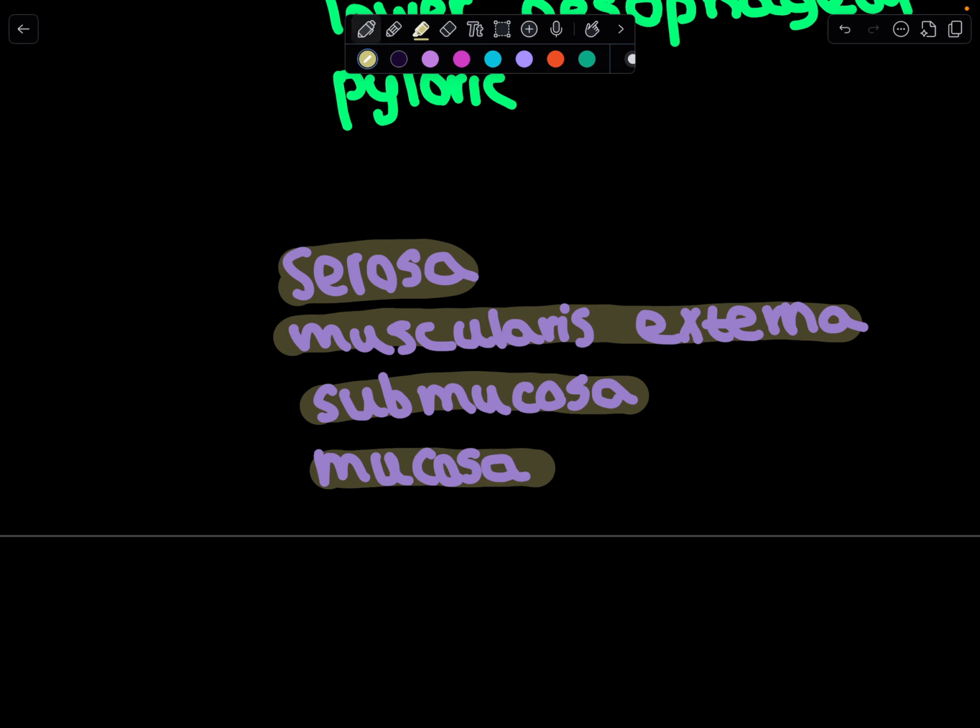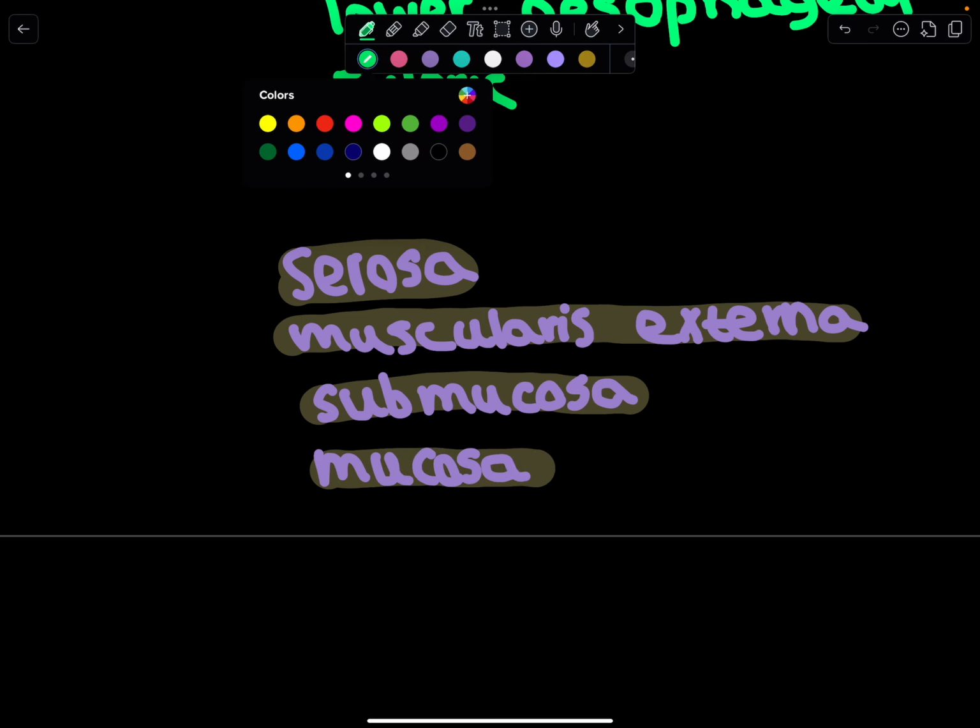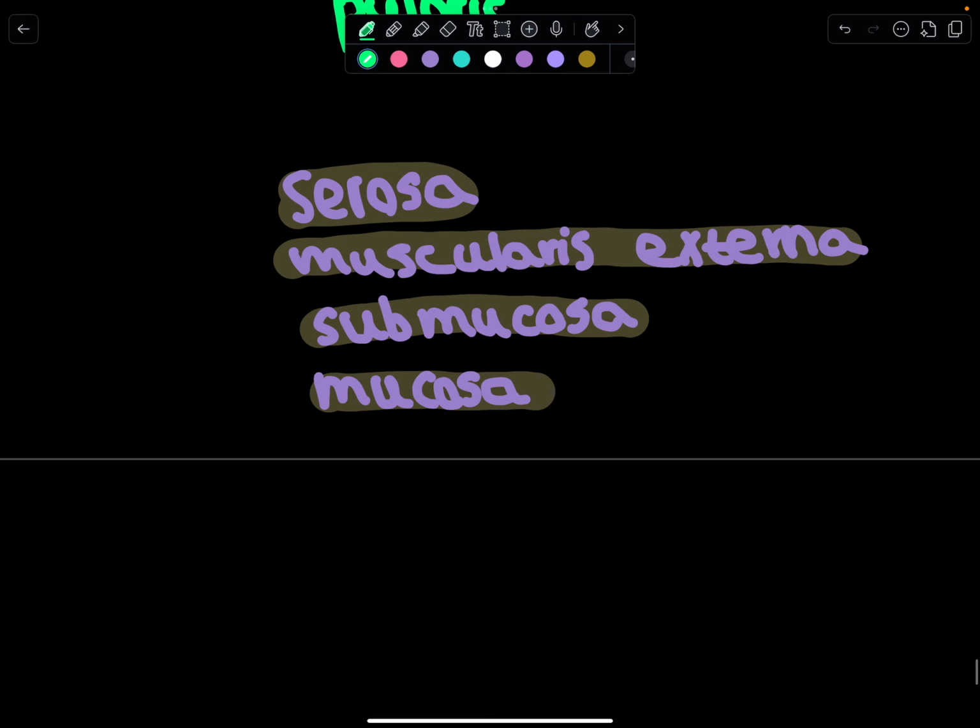Let's start with the serosa. So what does the serosa do? So it's connective tissue. It's a layer of squamous epithelial cells. And it's referred to as the adventitia, so it's the external.